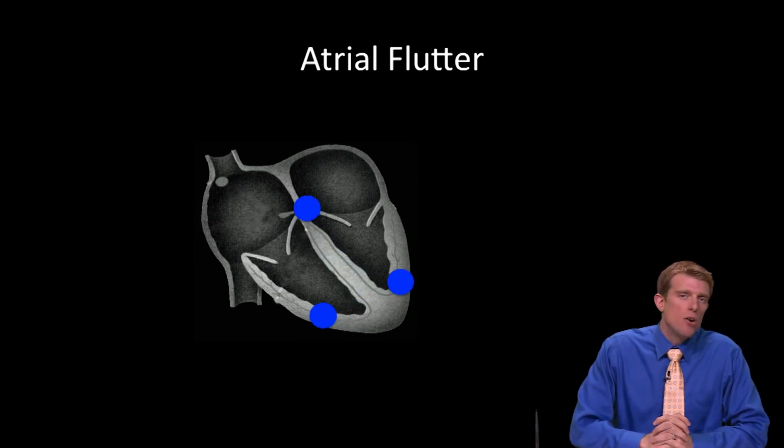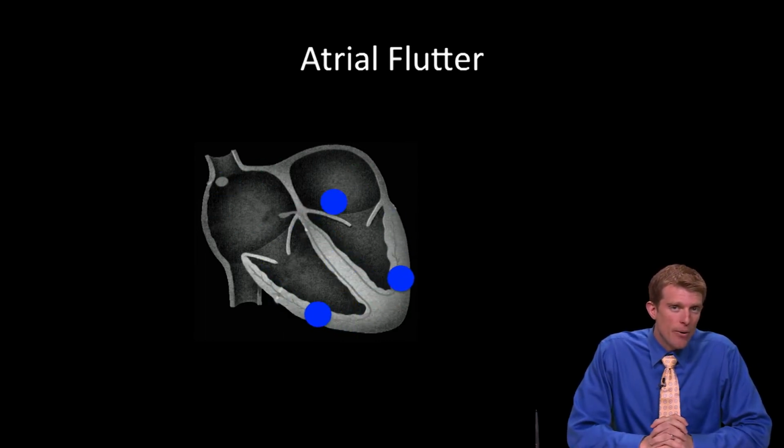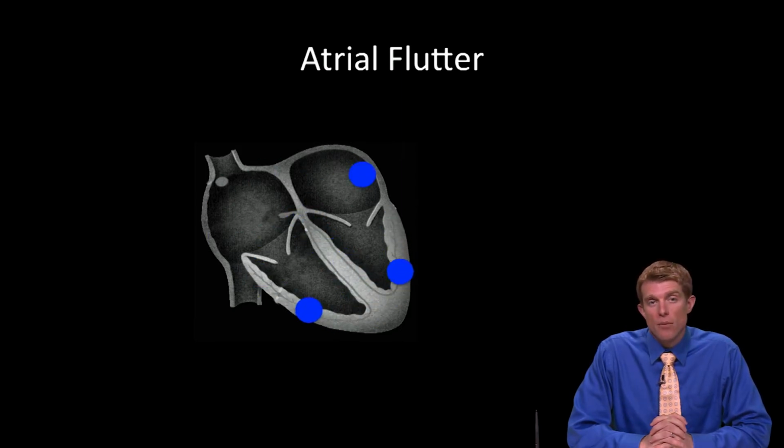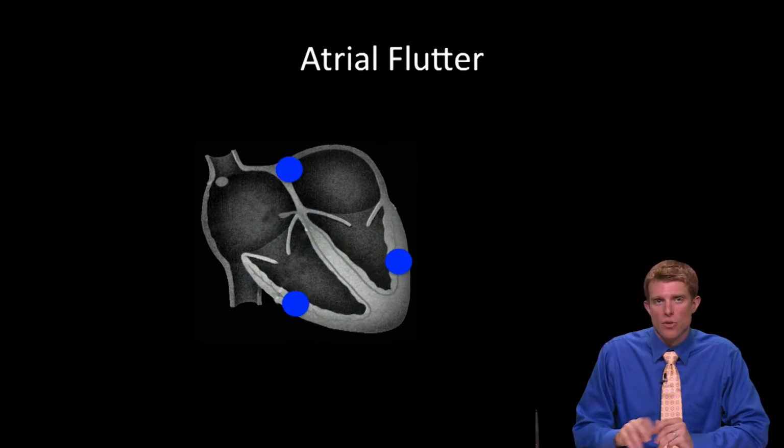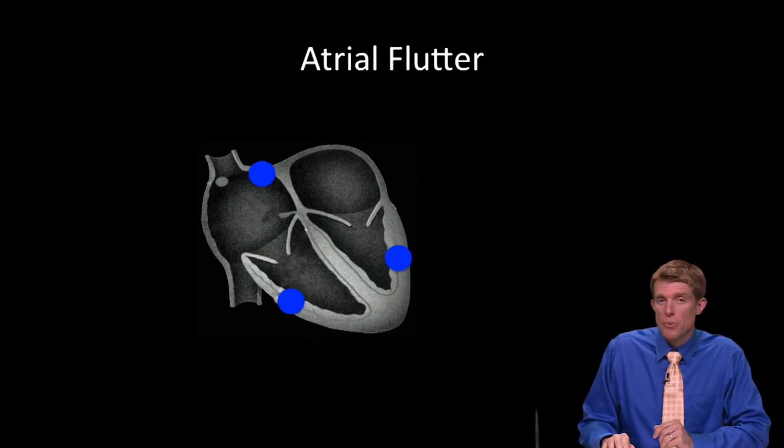Now, the AV node is still acting as the gatekeeper and is not letting every electrical current that comes to the AV node pass through and depolarize the ventricle. At least we hope not.